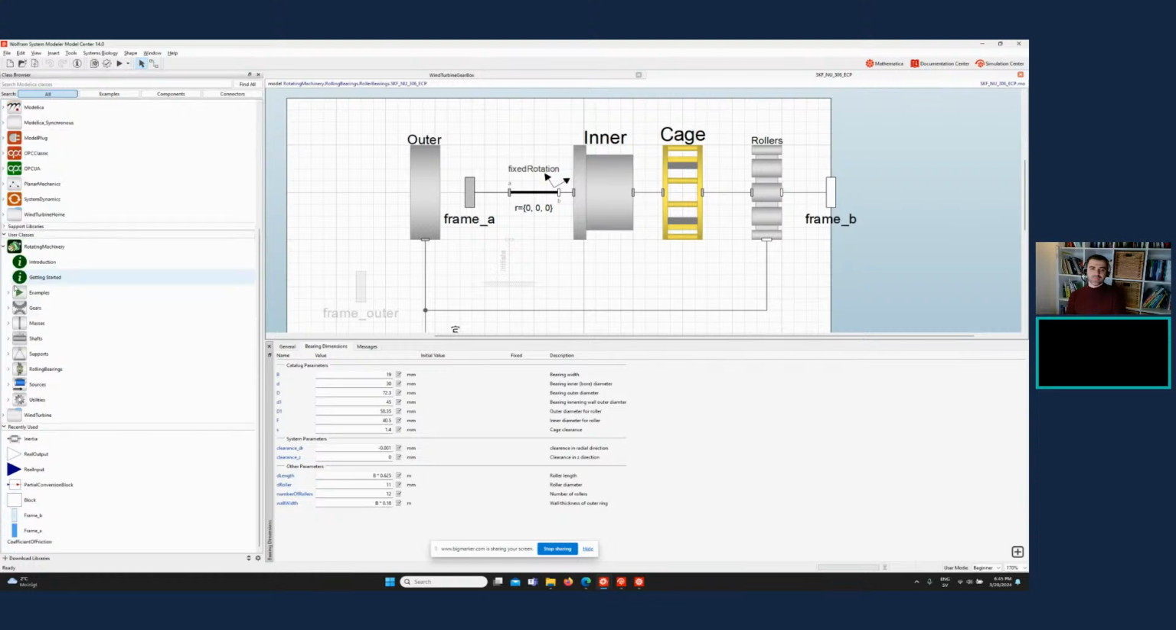Yes, so there's a question here on whether the moment of inertia in the gears is taken into account. Yeah, that is taken into account. When you set all the parameters, it is calculated automatically. Great.